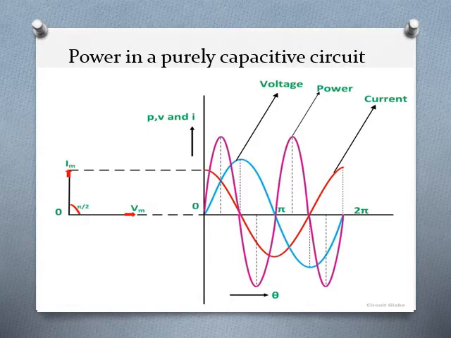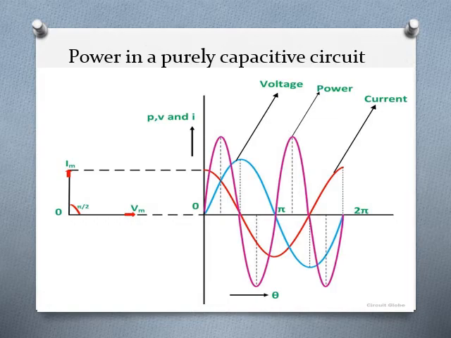From 0 to pi by 2, the instantaneous value of voltage and current both are positive. So the product of voltage and current gives a positive power. That is why the power curve is in the positive half cycle. Now, from the instant pi by 2 to pi, the voltage curve is positive, but the current curve is in the negative half. So, positive voltage into negative current will be giving a negative power. That is why the power curve is in the negative half cycle.